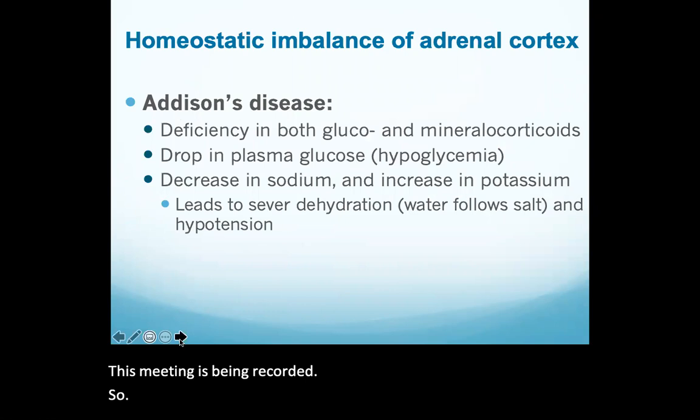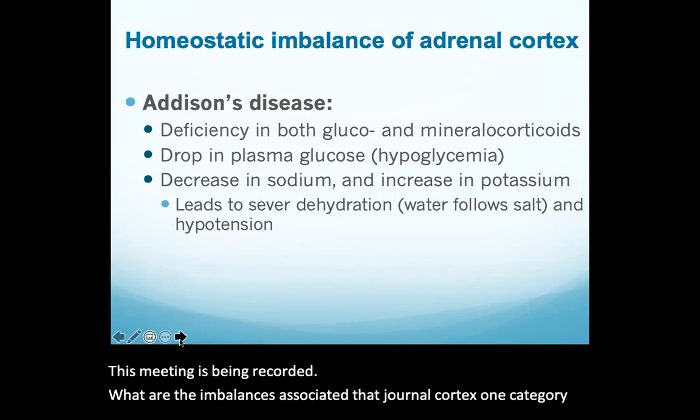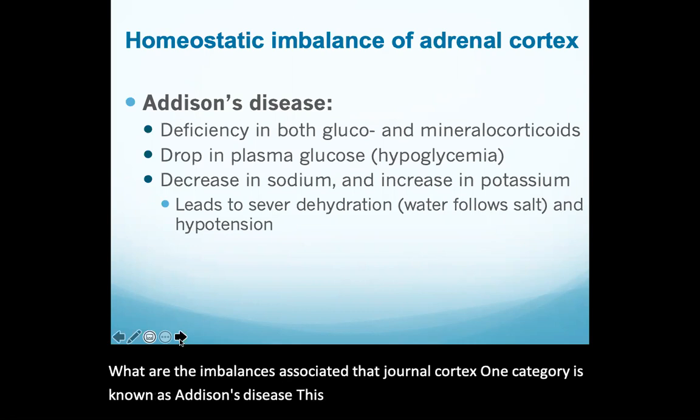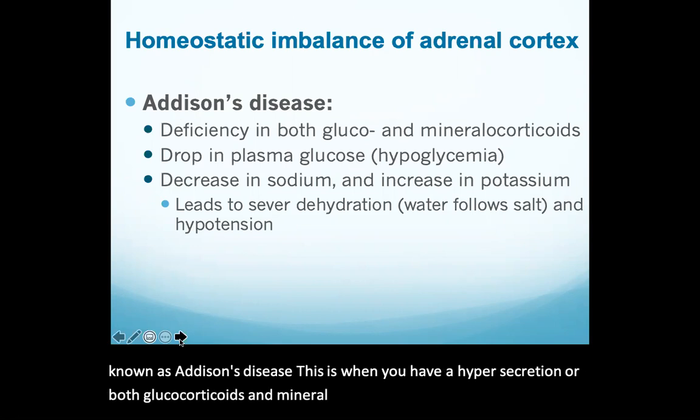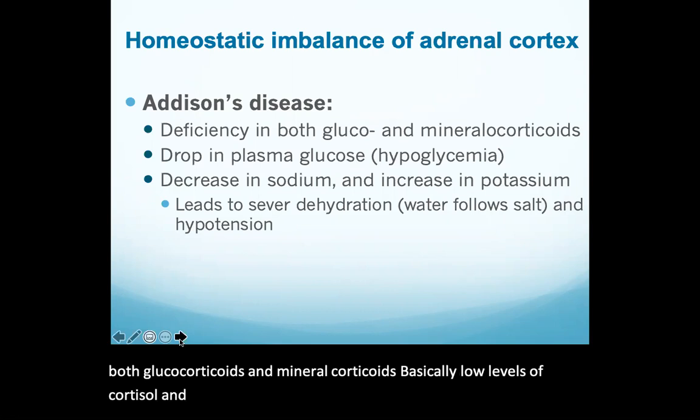What are the imbalances associated with adrenal cortex? One category is known as Addison's disease. This is when you have a hyposecretion of both glucocorticoids and mineralocorticoids. Basically, low levels of cortisol and things like aldosterone.